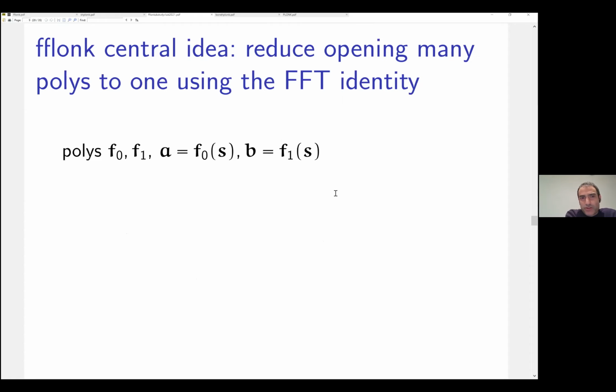But without much ado, let me show you the main idea of this work, fflonk, which is to reduce opening many polynomials to opening one using the well-known FFT identity. So for simplicity, let's think of just having two polynomials, f0 and f1, and say that their values at S are A and B. And we want to convince the verifier of this by opening only one polynomial.